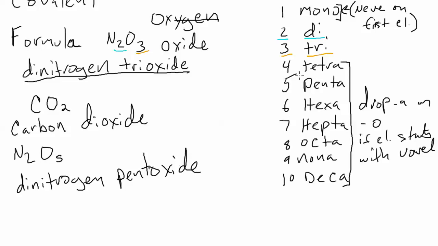And those are all of the rules really for naming these covalent compounds. Never use mono on the first element. You put the prefix on the beginning of the name for your element. The second element has to end in "ide," and you drop the O or the A if the element starts with a vowel.